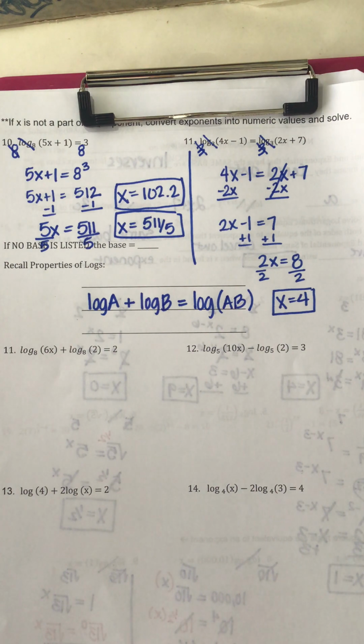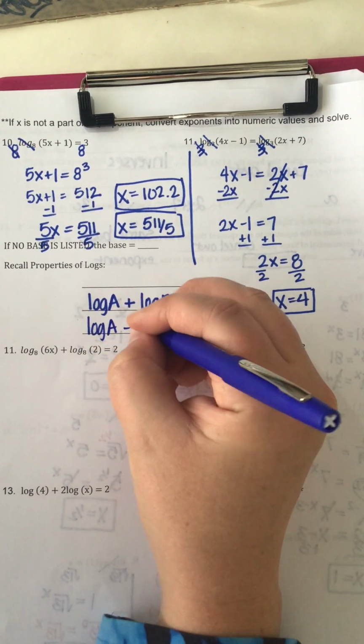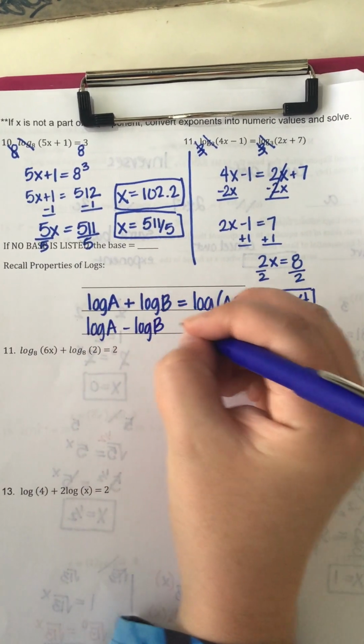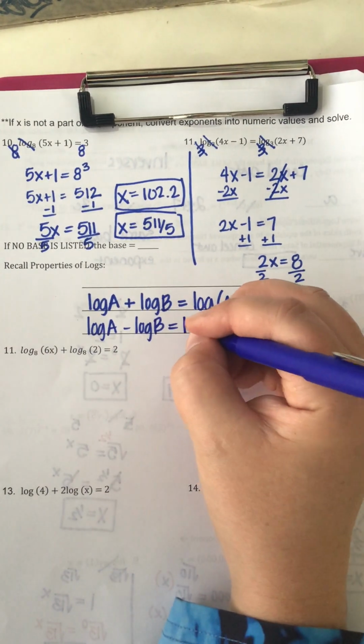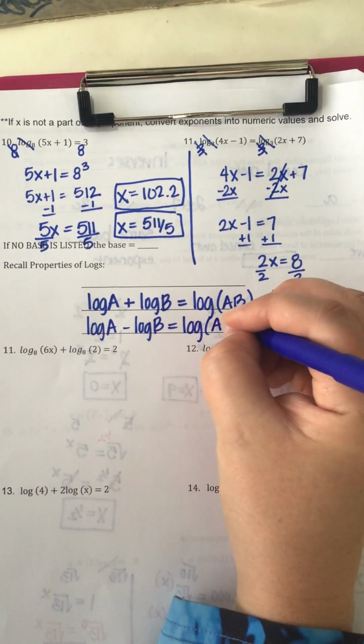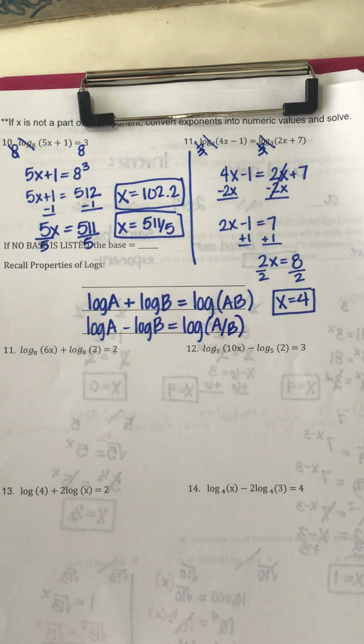Okay, rule number 3 is subtraction. Log A minus log B is going to use division. Very good. That's right. So I'll take log of A divided by B, and that will allow me to take those two separate logs and squish them together into the same log.